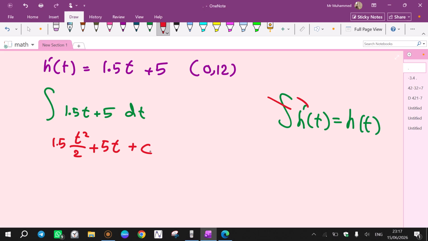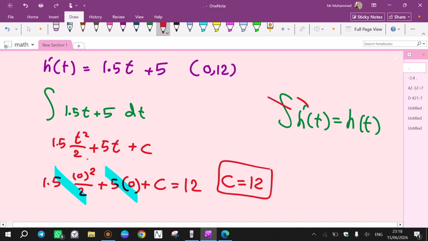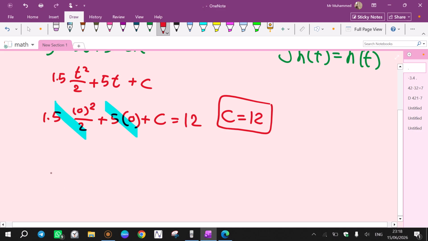Now to find the value of c, replace t with 0, equalize the result to 12. 1.5 times 0 squared over 2, plus 5 times 0, plus c equal to 12. These cancel out. This will be 0, this will be 0. Now I know the value of c is 12. c equal to 12. Now I write the function h of t, and instead of c I write 12.